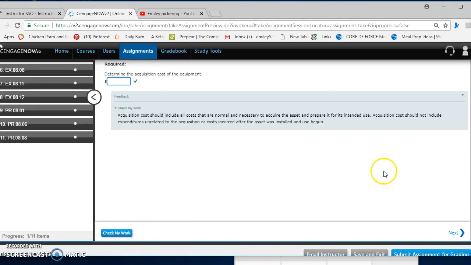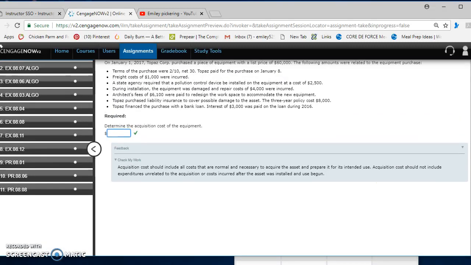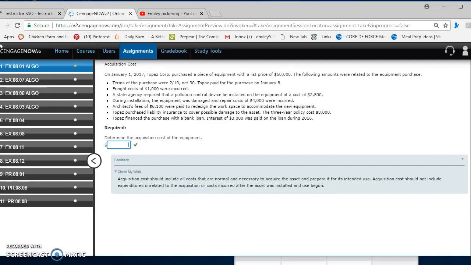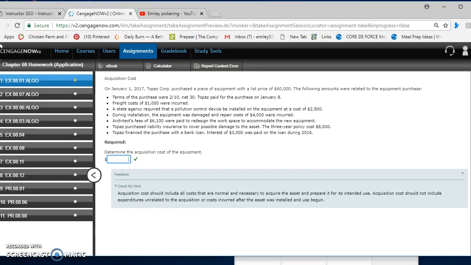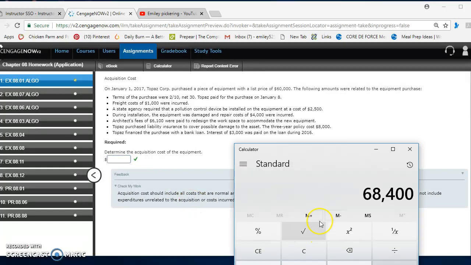Okay, I thought we would do some problems for Chapter 8. There have been a few questions on the homework, so just kind of want to go over a few of these. Okay, so we're figuring out the total acquisition cost of the equipment, what we're going to include on the balance sheet. So let's go ahead and figure this out.